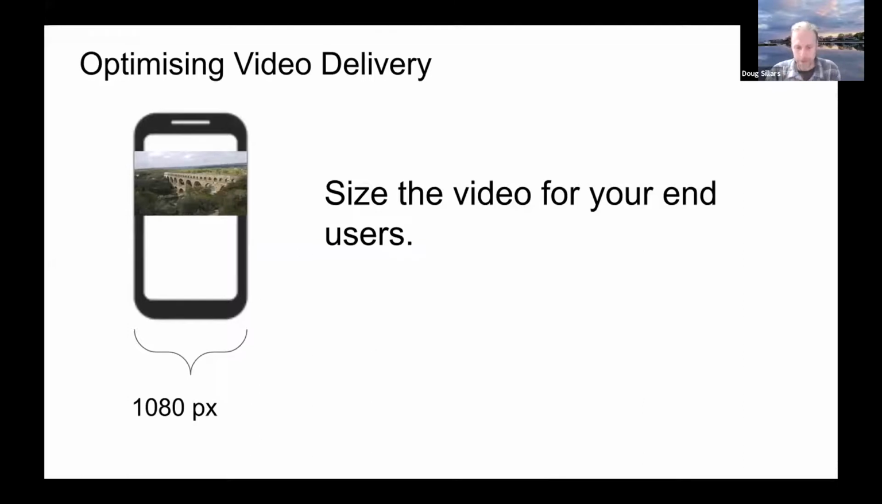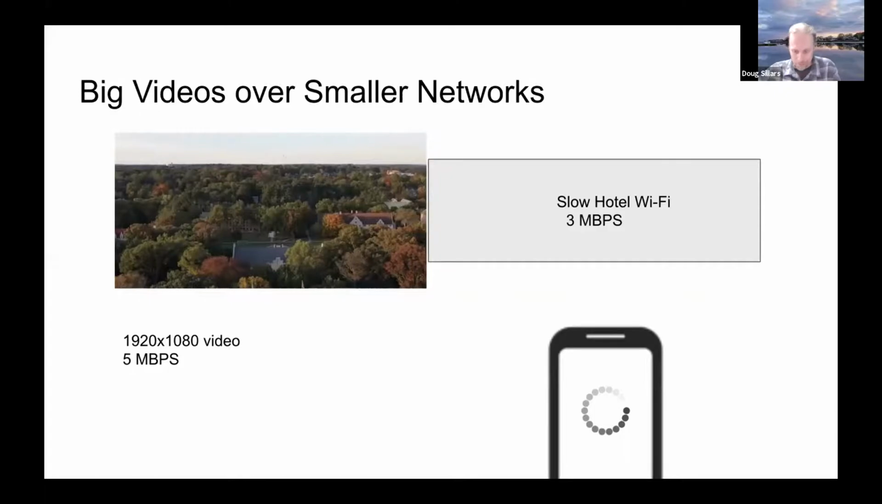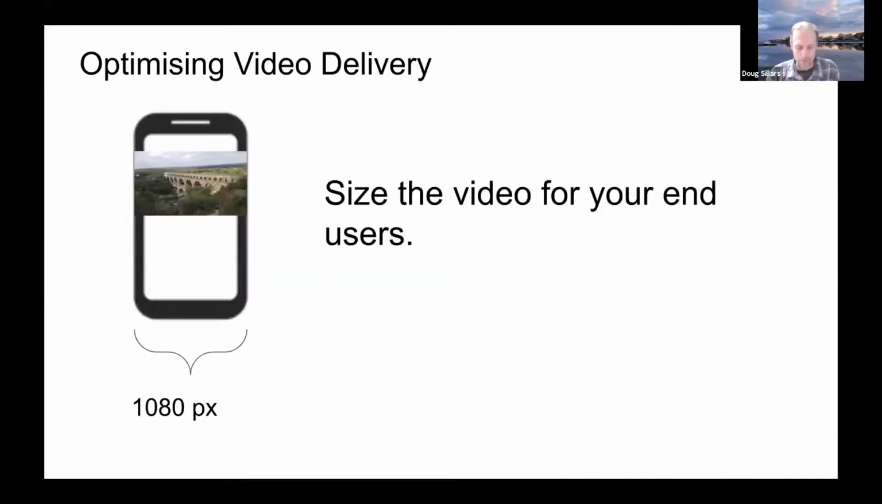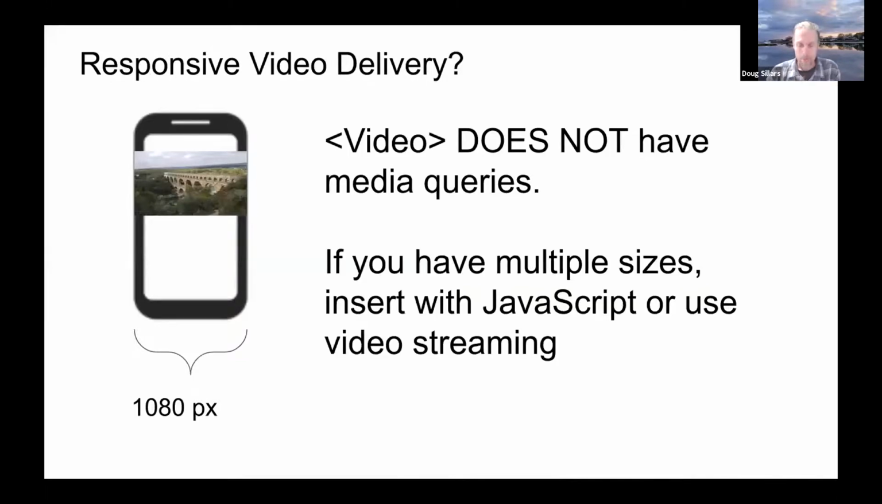The first thing we can do is resize the video, right? If I'm serving a video that's 1900 pixels wide and my phone in portrait mode is only 1080 pixels wide, we can resize it. We don't have media queries for video, so you can create multiple sizes and then use JavaScript to insert them. You could create a 1080p, a 720p, a 480p, and then use JavaScript: what's the size of the screen? Oh, okay, insert that video. That sort of gives you the idea of responsive video delivery.